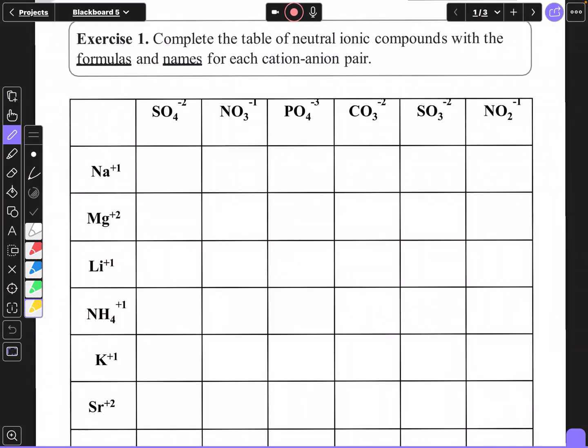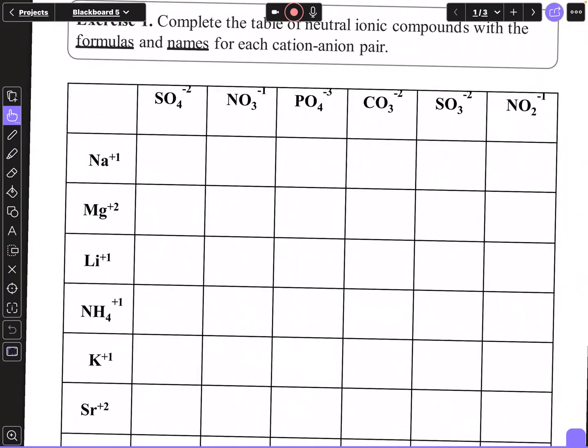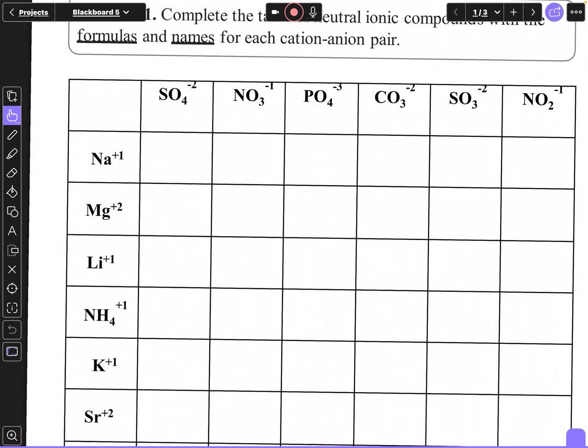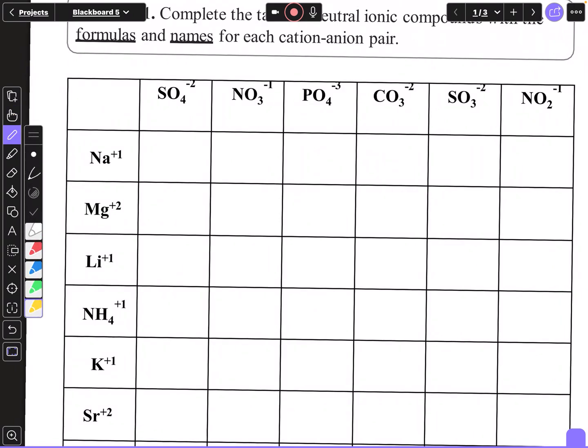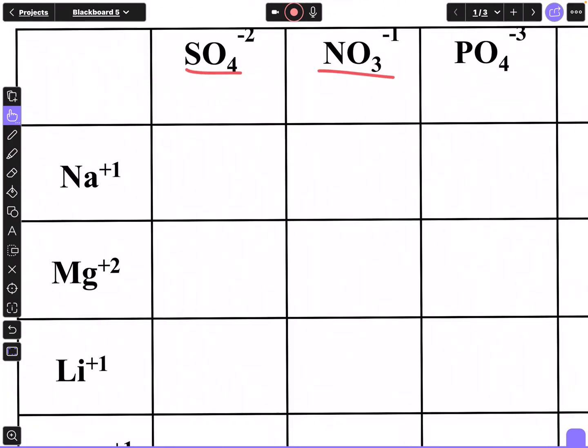Now for your worksheet that you're starting on, the first page has a chart like this, and what you're doing is taking sodium, in the first row here, and you're going to bond sodium first with SO4 -2, the sulfate ion, and then with NO3 -1, and then when you bond it, you're going to name it. So I need to write the formula first.